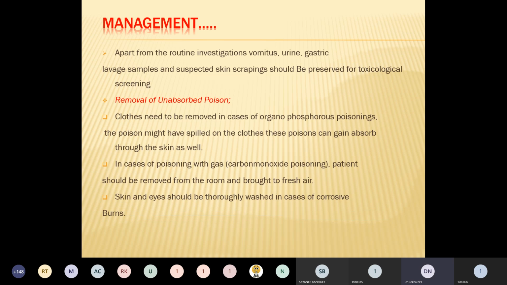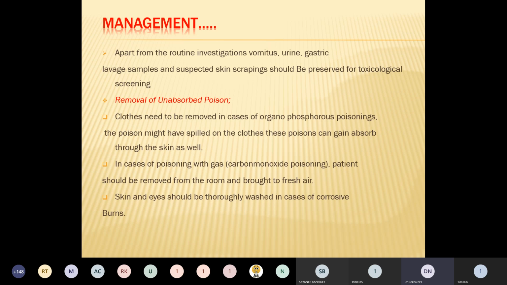So coming to the management part. Apart from the routine investigations, we have to get a complete hemogram, blood sugar levels, renal function test, electrolytes, urine analysis. In a patient with suspected OP compound poisoning, we have to send pseudocholinesterase levels. We also send vomitus, urine and gastric lavage samples, and suspected skin scrapings preserved and sent for toxicological screening.